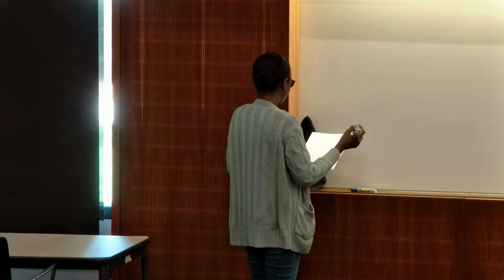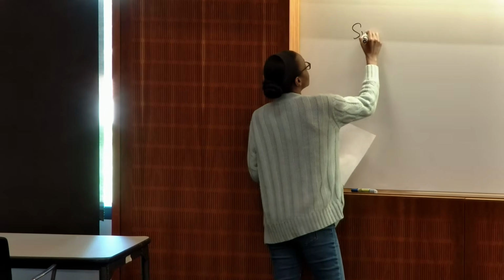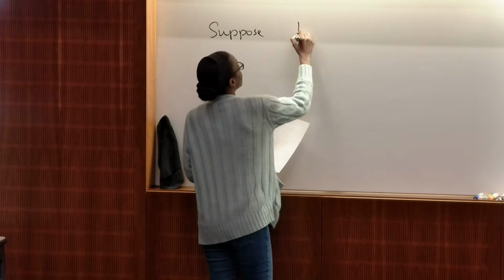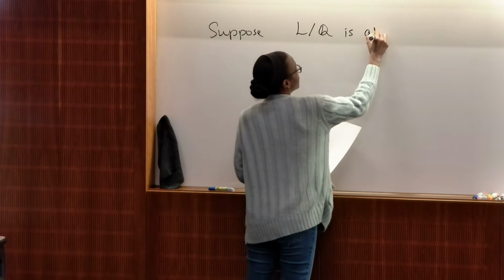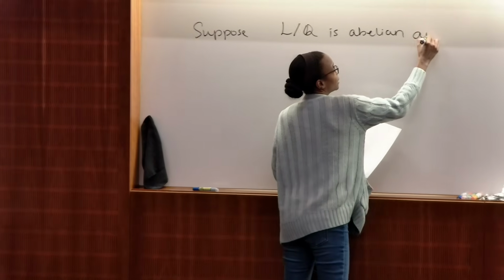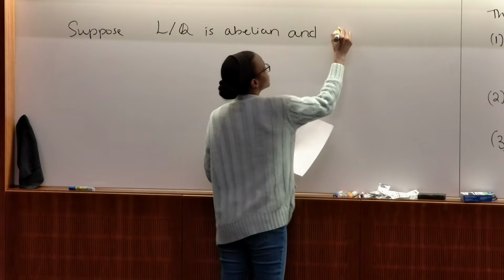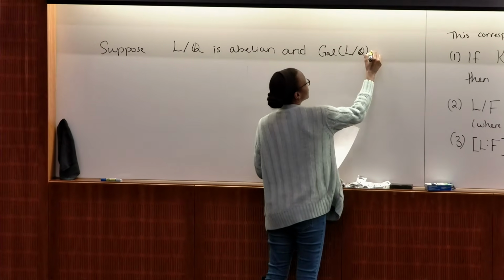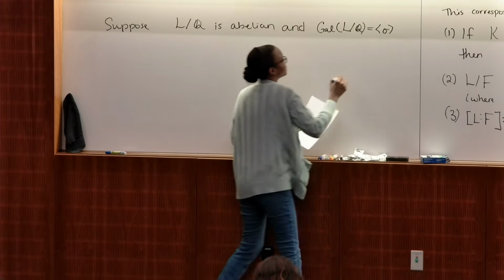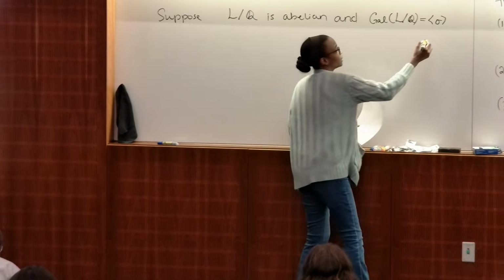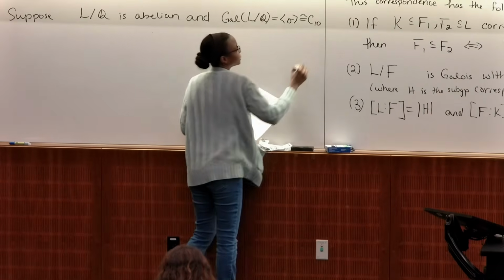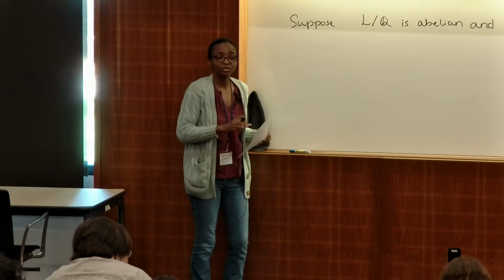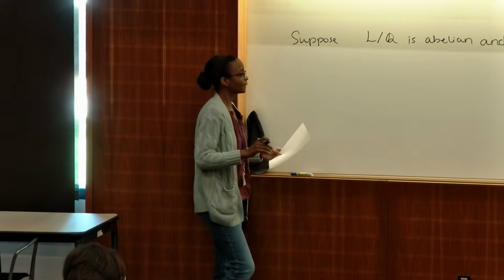Okay, so suppose L over Q is abelian, and just for reasons, we already know that the Galois group is cyclic of order 10. So here I'm declaring sigma to just be a generator. Okay.